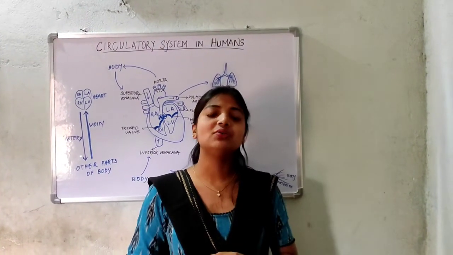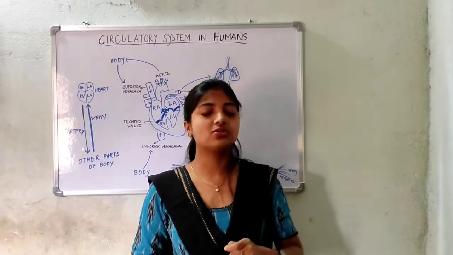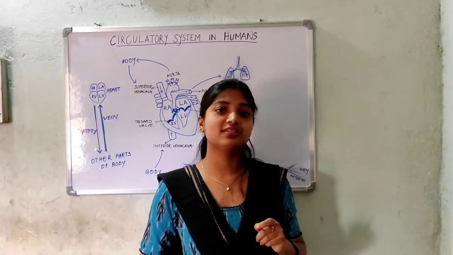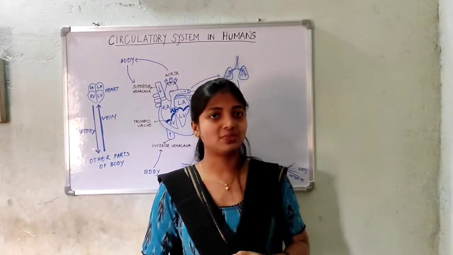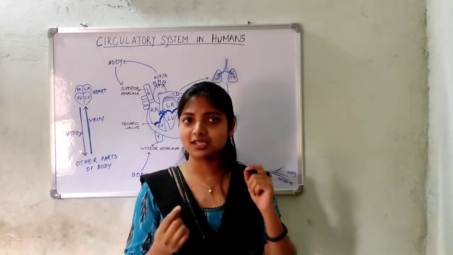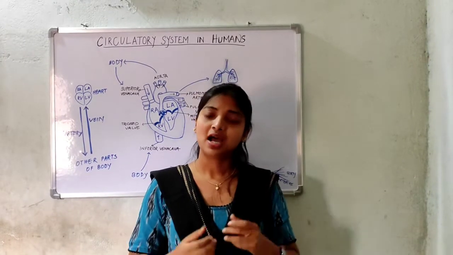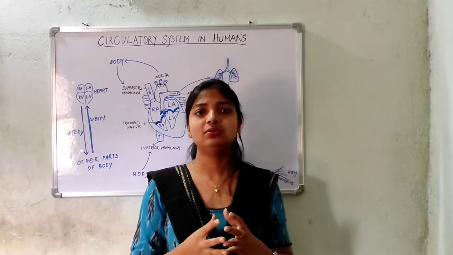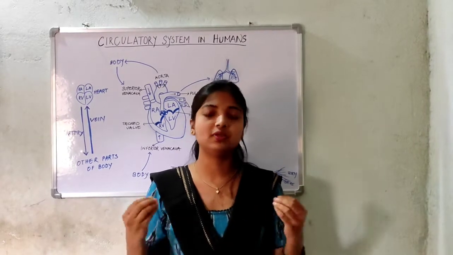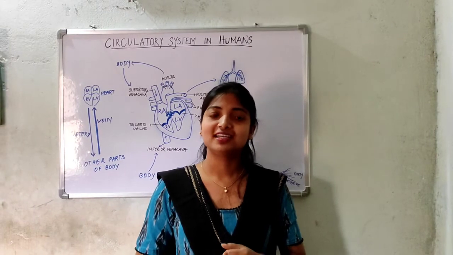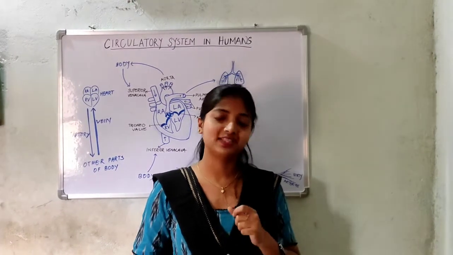So blood is not only a connective tissue, it is also a transport medium for the transport of various nutrients and gases throughout our body. This blood is reaching each and every part of our body. But how is the blood being pumped to the entire body? There has to be a pumping organ for this. This pumping organ is none but the heart.